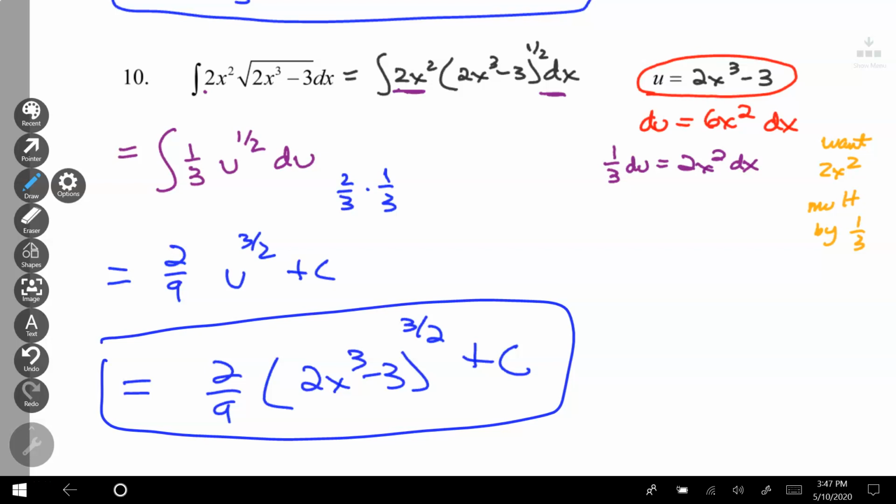And there is u substitution for integrals.